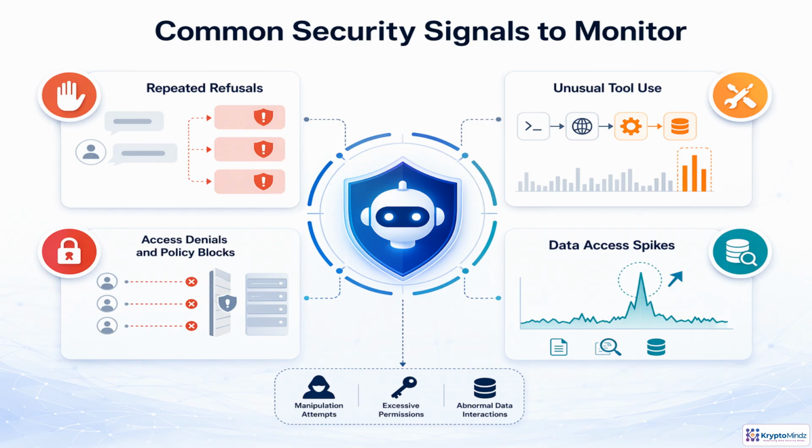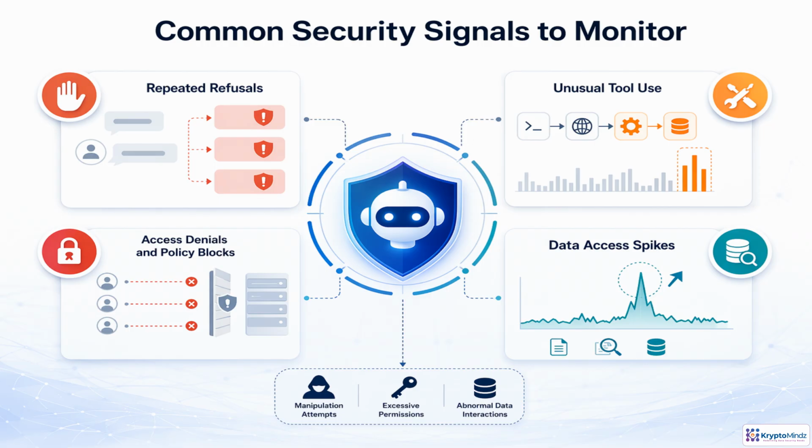Monitoring works best when you look for patterns, not isolated events. A single refusal may be normal. Repeated refusals can mean someone is trying to bypass policy. One denied request may be harmless. Many denials can suggest probing for privileges.